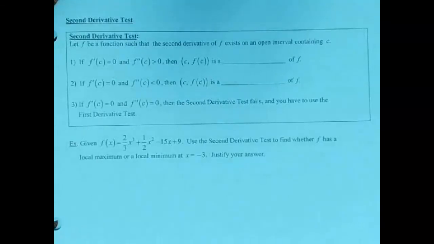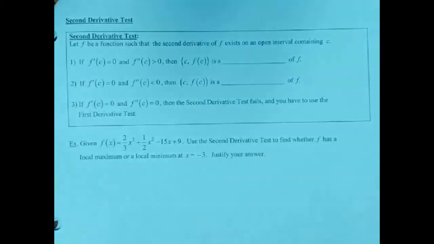Another thing that the second derivative can do for us, besides indicating the intervals of concavity and then using that information to find the points of inflection, is actually determine whether we have a minimum or a maximum at a specific point. And that's what we're going to call the second derivative test.